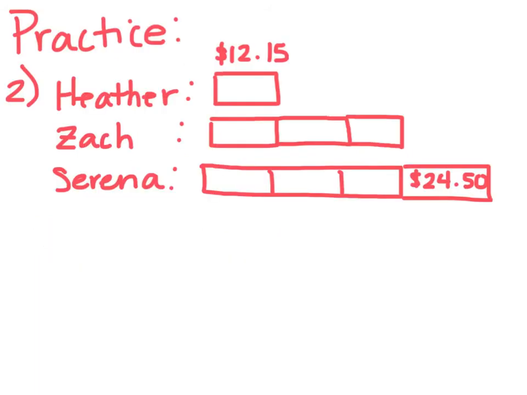Let's begin the practice problems. I'm going to talk you through each problem to help you set it up, and then leave you to do the calculations on your own. In this problem, Heather has saved $12.15. Zach saves 3 times as much as Heather. Serena saves $24.50 more than Zach. How much money did Serena save?